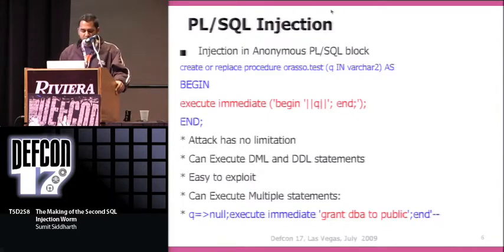So you can provide that parameter Q as a null, and then execute immediate, maybe grant DBA to public, end. So over here, you don't have any restrictions. You can use semicolon and execute multiple statements, as I said, and exploitation is fairly straightforward.